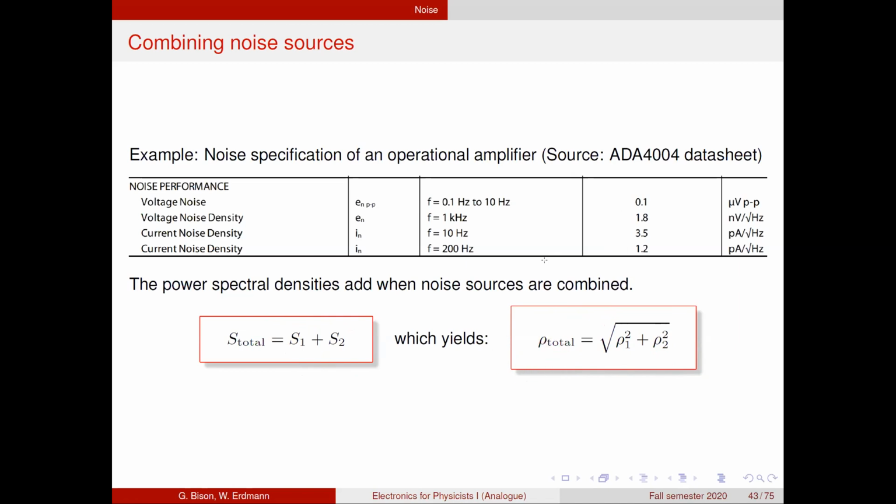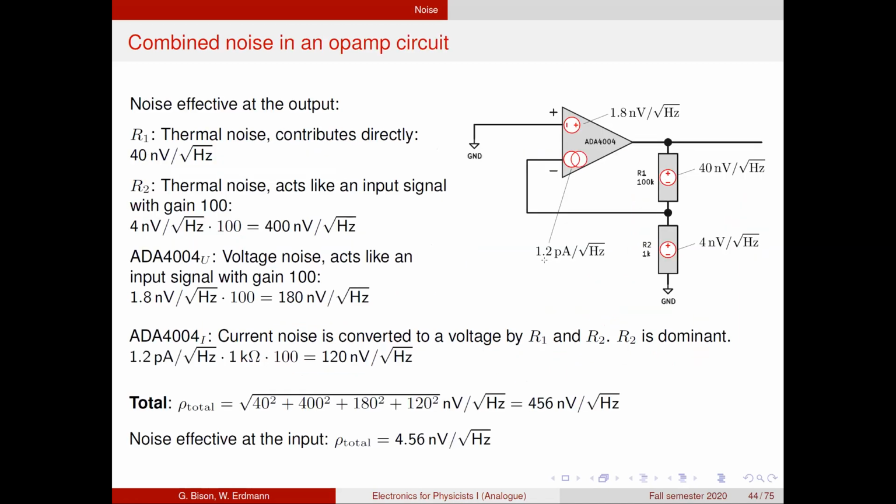Okay, now let's have a look at an op-amp and calculate how much noise we would expect in such an amplifier. So again, we take this ADA 4004 as an example. And what I've drawn here is an inverting amplifier with a gain of 101.